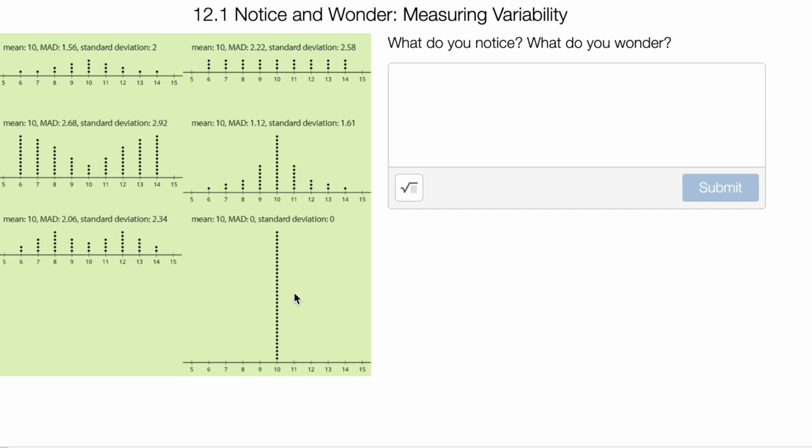And things you might wonder: how do we calculate standard deviation? Do standard deviation and mean absolute deviation measure the same thing? Do they both measure variability?